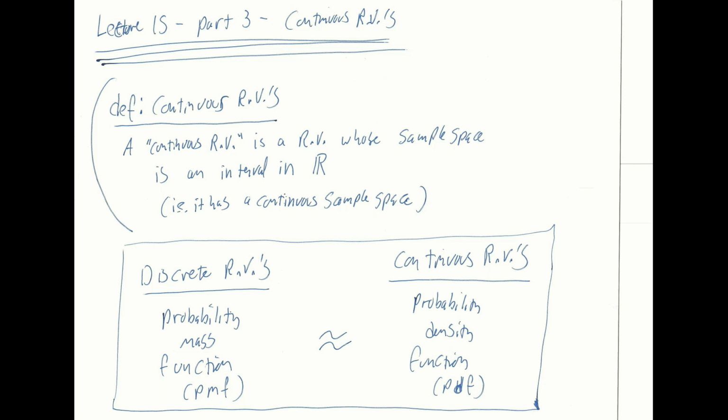Alright folks, welcome to our third and final part of lecture 15 for probability and statistics. So we are now going to begin talking about continuous random variables.